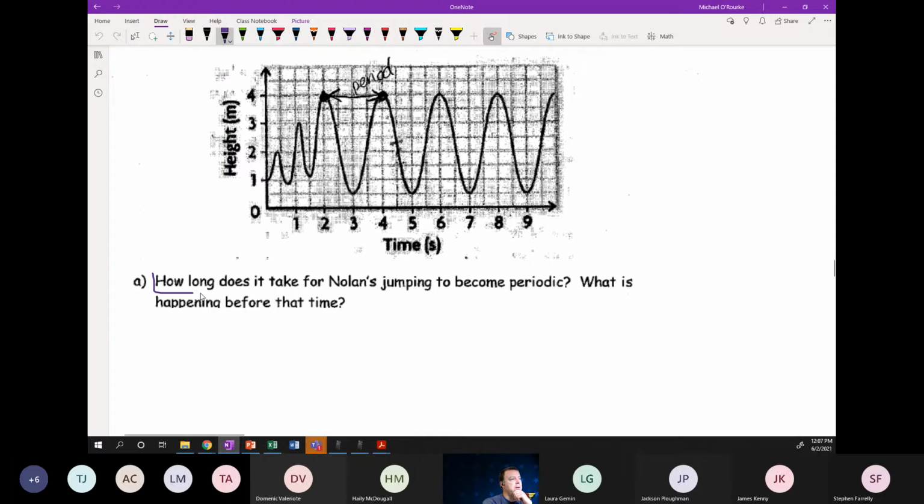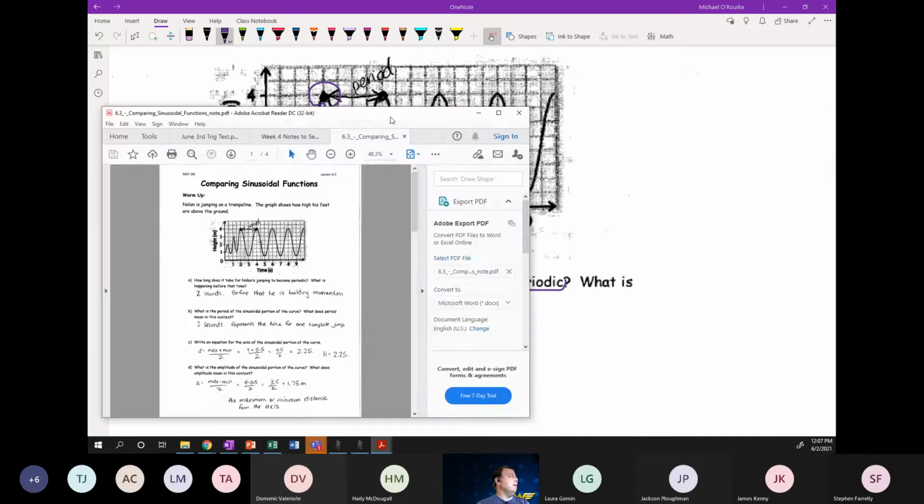So the first part here is 2 seconds. You can see here, it starts to look like the same rhythm right here. And if we go down, that's our 2 seconds. What's happening in this section here? What happens over the first 2 sections? What would you say is happening in those first 2 seconds?